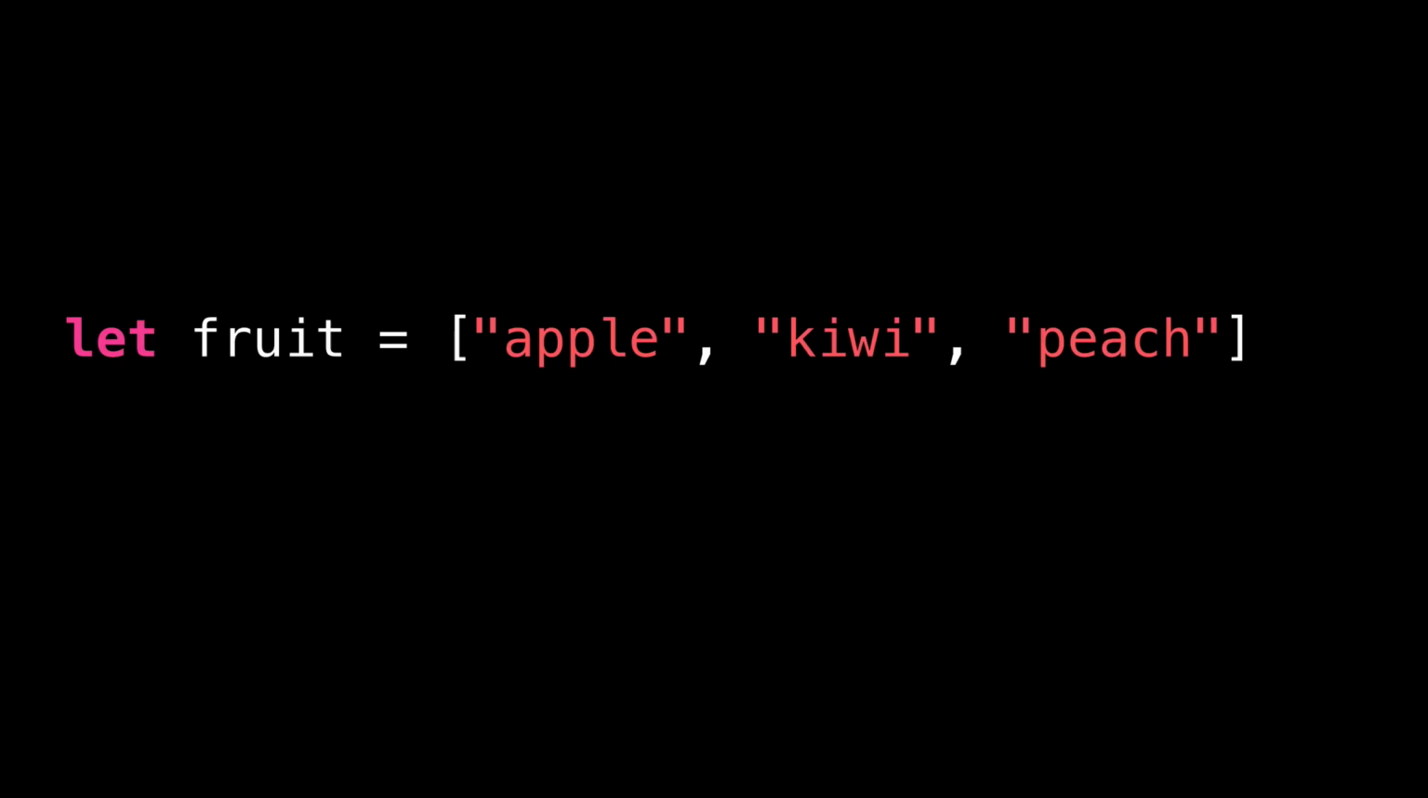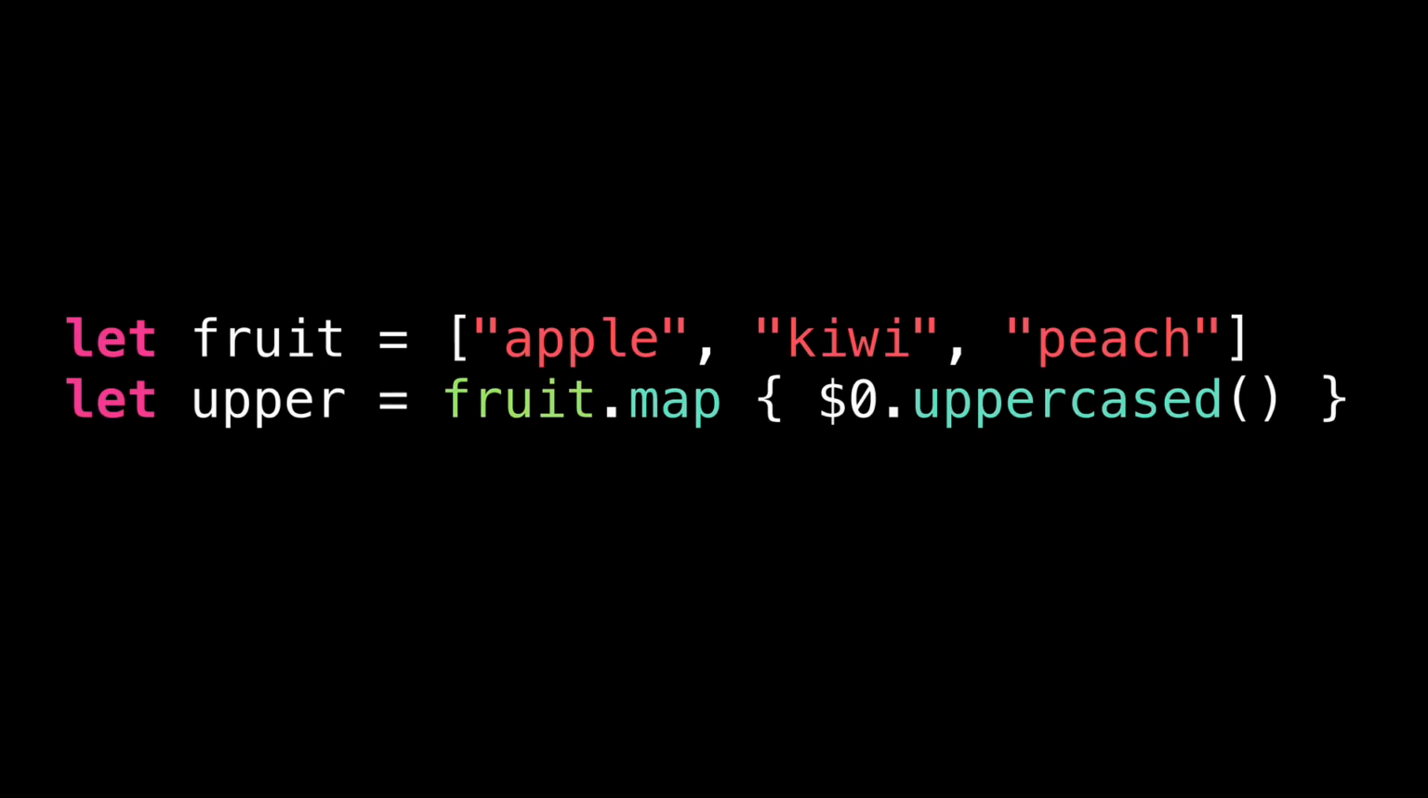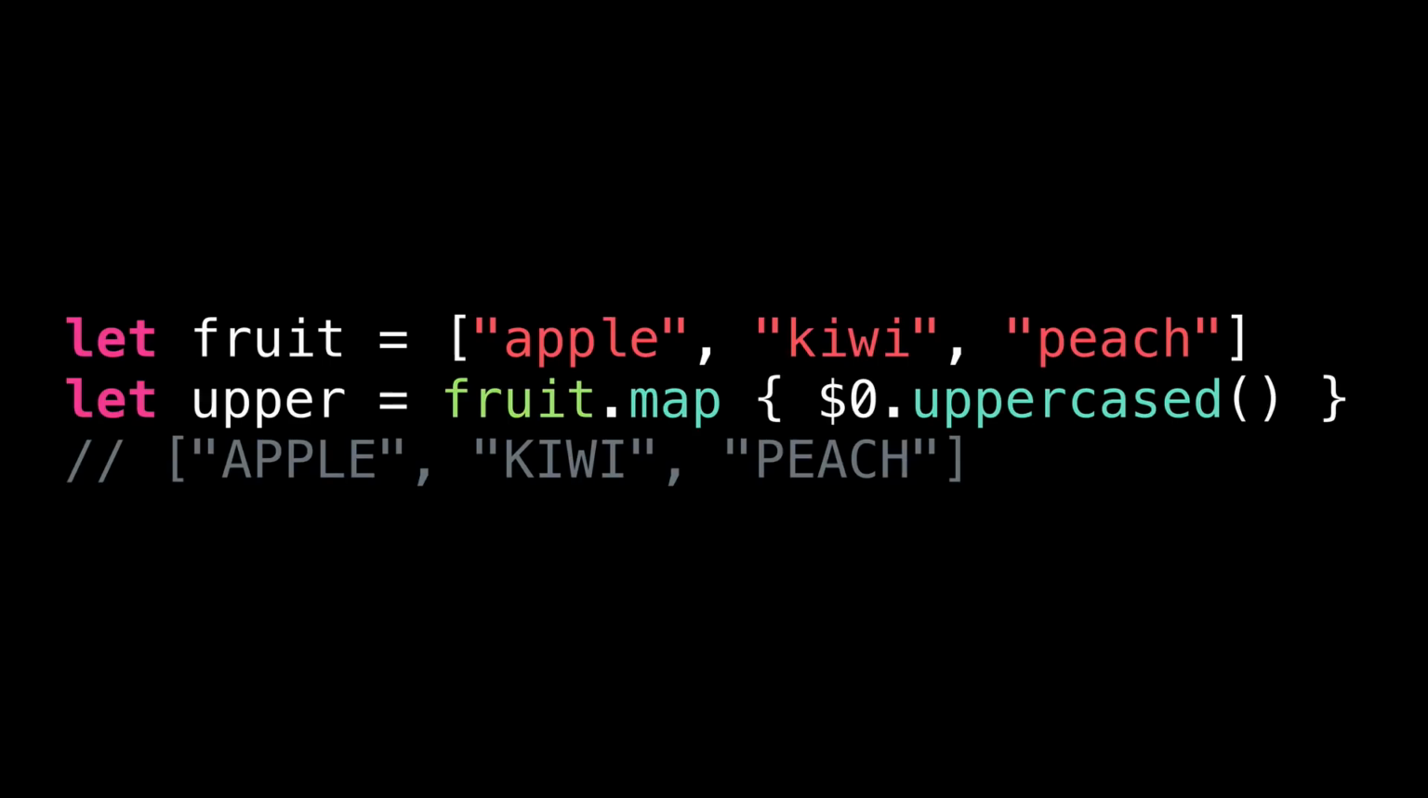Let's move on. Here's an array of strings. Let fruit equals apple, kiwi, peach. You should know the map method lets us uppercase them all by saying let upper equals fruit.map $0 uppercased, and we'll get back an array saying APPLE, KIWI, PEACH, all uppercased. Now, you and I are mere mortals. How would we write the map method? How would we code the map method?